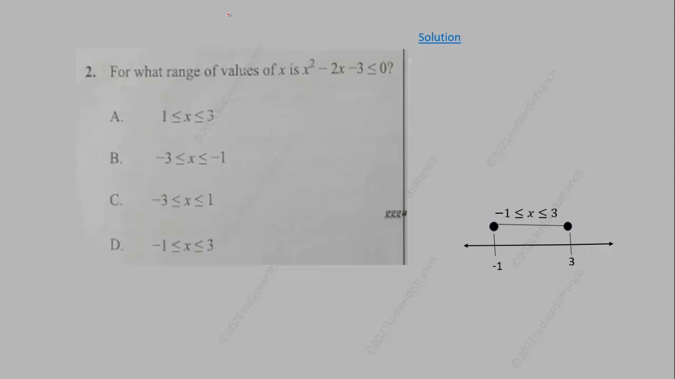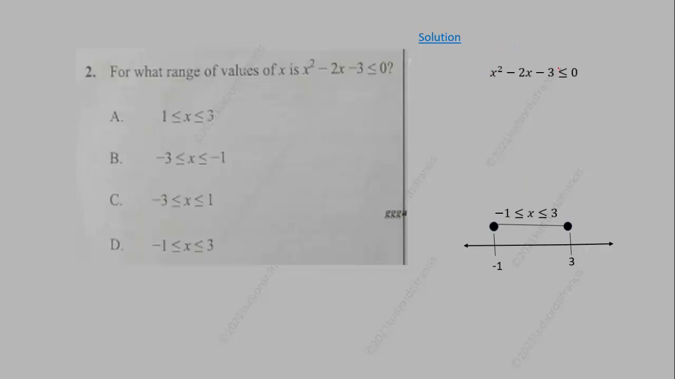This is a quadratic inequality. For what range of values of x is x squared minus 2x minus 3 less than or equal to 0? So this is a quadratic inequality. We don't have only 2 or 1 value. You have a range of values. So for this particular term, we are going to have range of values. So let's solve.